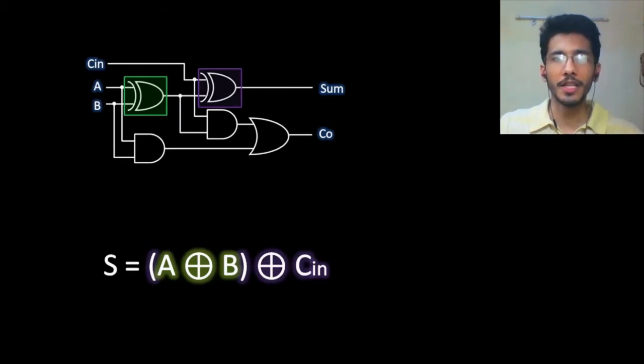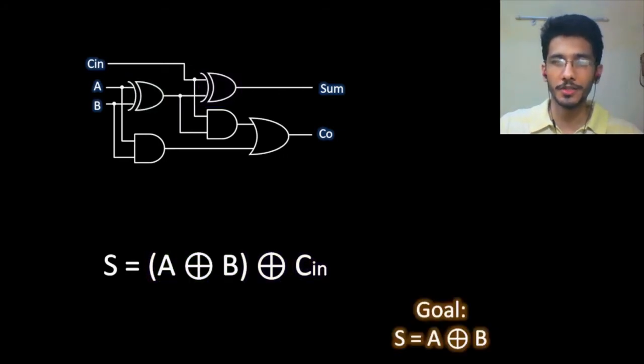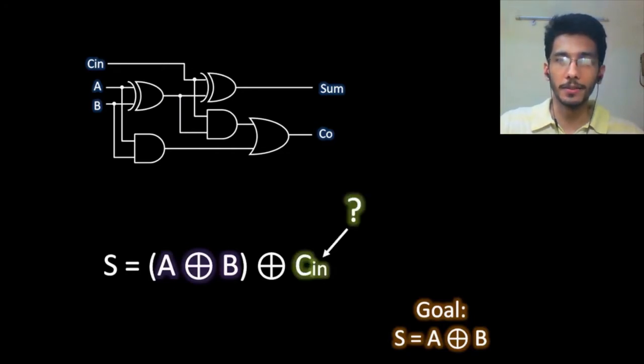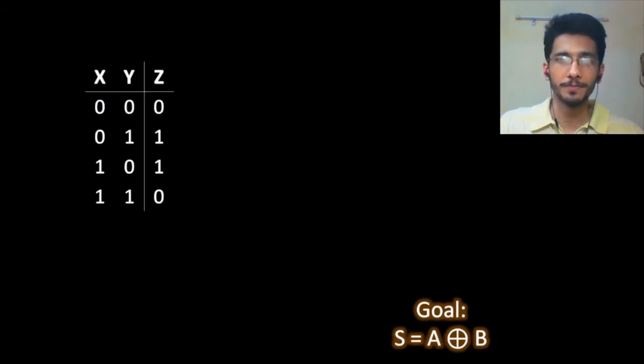Now the first operation I wanted to figure out was the XOR operation. So the goal equation is going to be S equals A XOR B, and that is something that is already available in the equation. I just have to figure out what to do with the carry in here. Now the carry in is being XORed with this function we want. So let's first look at the XOR gate truth table. This is the XOR gate truth table. The inputs are X and Y, the output is Z, and the output Z is X XORed with Y.